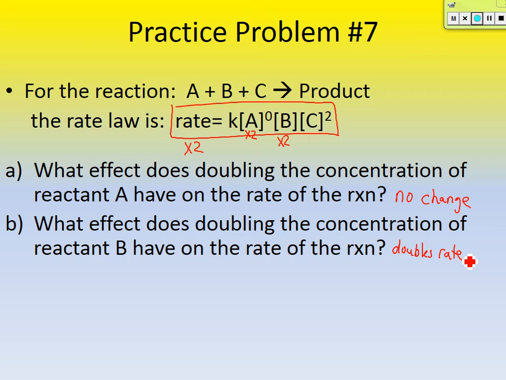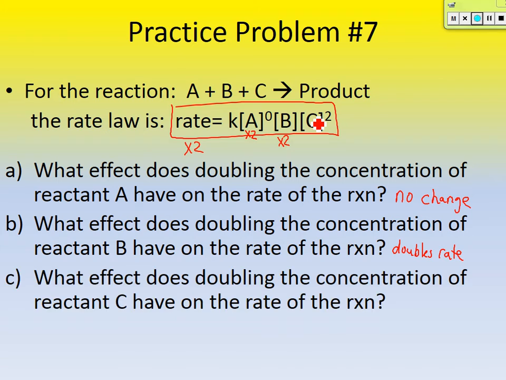Now, reactant C is second order. So this is second order with respect to C. Let's see how that would change things. Part C says, what effect does doubling the concentration of reactant C have on the rate of this reaction? Now if I put a times by 2 in right here for C, we're squaring it. So 2 raised to the second power is what? 4. So we're really going to take the rate and times it by 4, or quadruple it. I'm just going to put times by 4.